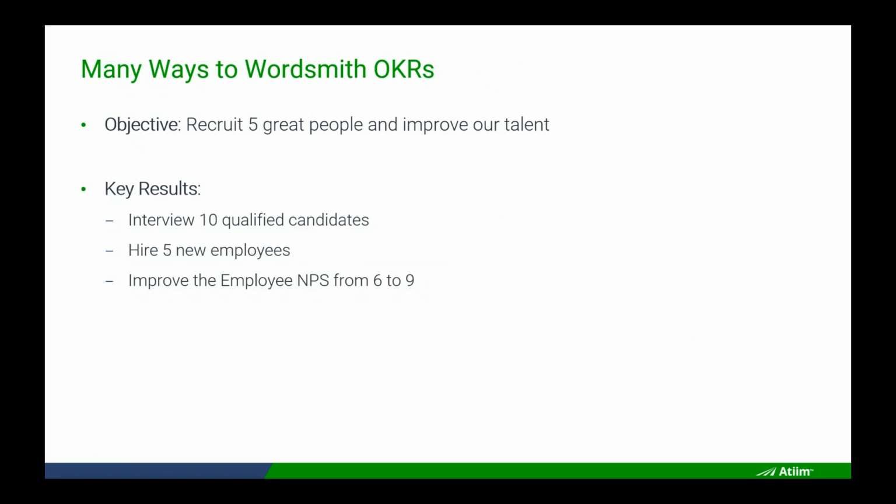You can say, look, an objective could be recruit 5 great people and improve our talent. Or an objective could be create an amazing culture with great people, right? Whatever you want to say that's inspirational is great. And key results should be the measurable parts, right? First of all, interview 10 qualified candidates, hire 5 new employees, improve the employee NPS score. Or it could be just simply one key result: recruit 5 new employees whose NPS score after 3 months on the job should be 9. That could be something like that, right? There are many ways you can write this, but this is typically the traditional OKR way.